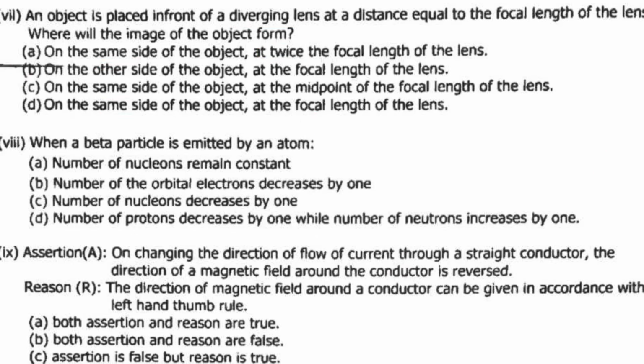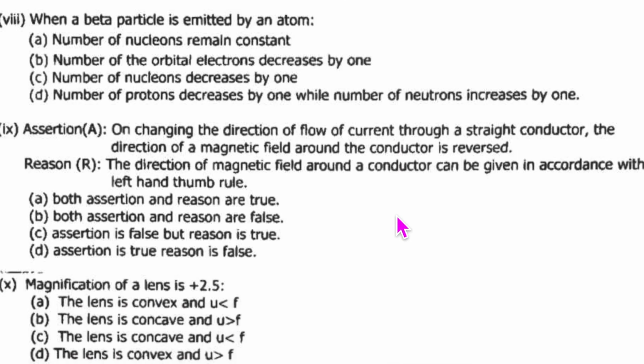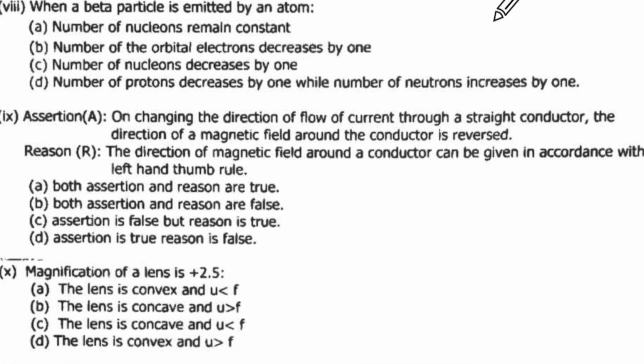Then we come to this, this is easy. Beta particle emitted. What happens to beta particle emitted? Your X with A and Z becomes Y with A and Z plus 1 and plus beta particle, correct? This is how it looks like. Number of nucleons remains the same, means this remains the same, is correct.